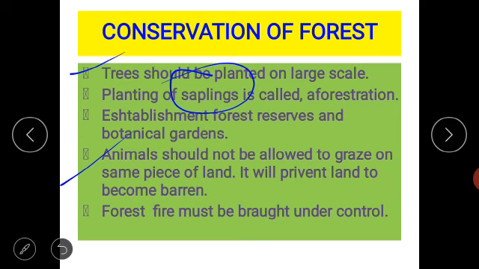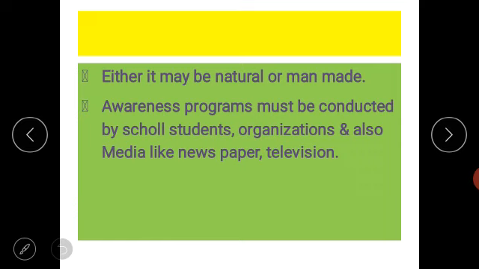Forest fire must be brought under control. The reasons for forest fire are man-made and also natural. Naturally, due to lightning, the forest can catch fire, or due to any man-made activity, the forest can catch fire. And if the forest catches fire, it destroys a large cover of forest, and due to that, the diversity present in that area is lost and the habitats of many animals are lost. So it's a huge loss.